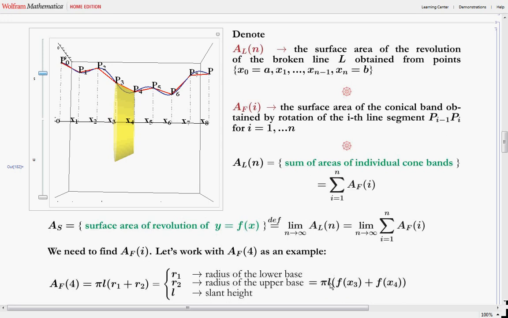Let's proceed to the crux of this presentation, namely to finding the slant height of the frustum in question.